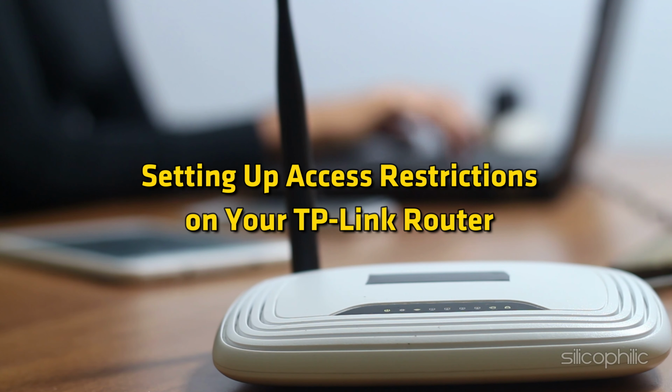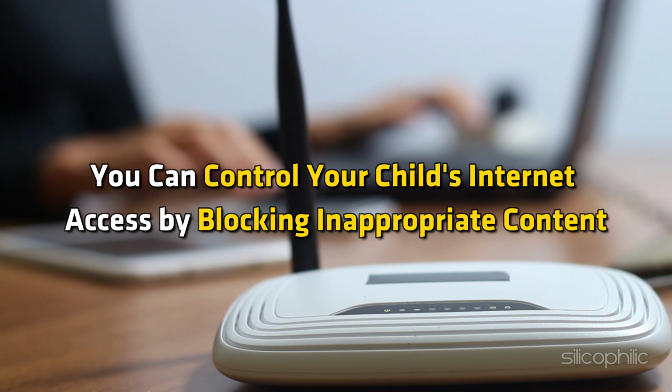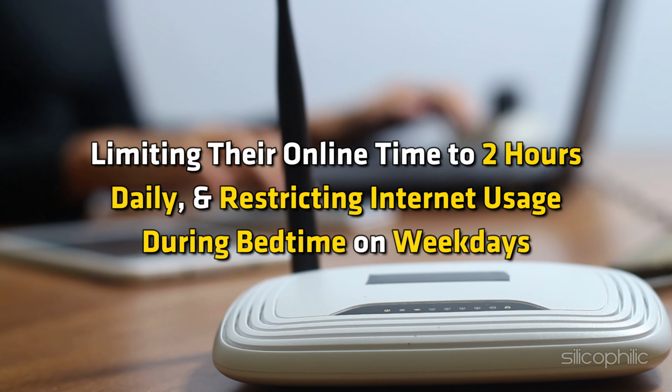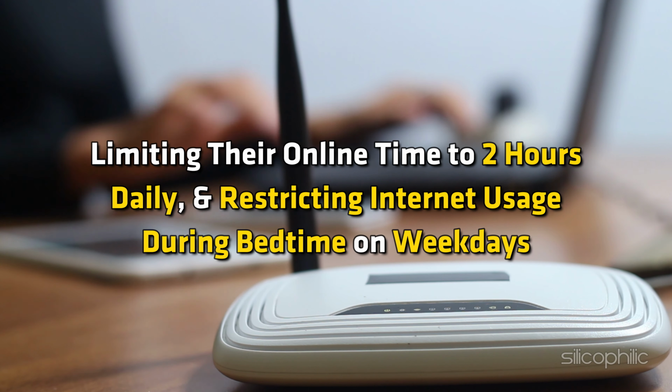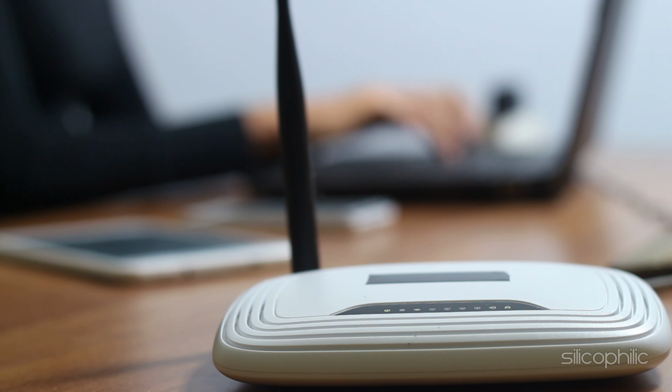Method: setting up access restrictions on your TP-Link router. You can control your child's internet access by blocking inappropriate content, limiting their online time to 2 hours daily, and restricting internet usage during bedtime on weekdays. Here is how you can do so.